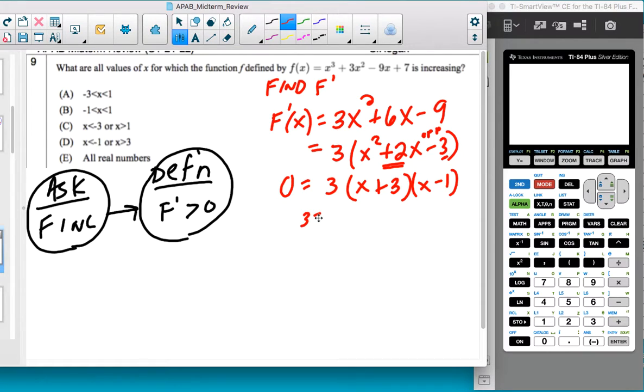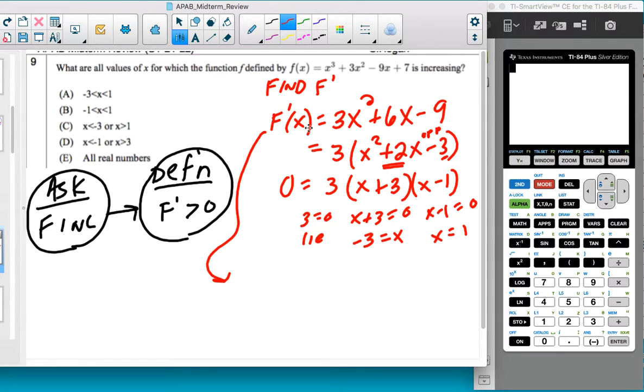So I now have all my values, right? So either 3 is 0, which is a lie, or x plus 3 is 0, which is how we get x is negative 3. Or x minus 1 is 0, which is how we get x is 1. Now, you could make a conventional sign chart here, but I'm going to be honest, it's really not worth it for an f prime that's a quadratic, because I know that f prime of x absolutely looks like this, because it's a quadratic with a positive leading coefficient. So like old school algebra, this is definitely a parabola that opens upward.